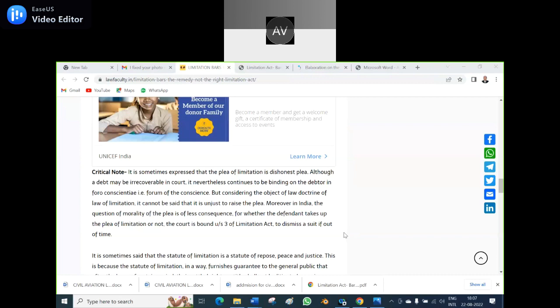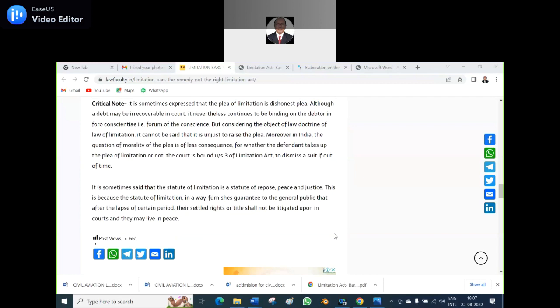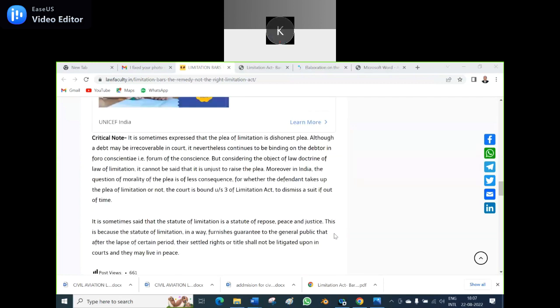Will limitation work in criminal cases? Yes, but not this limitation. You have to go by the CrPC. As per my knowledge, there is no limitation in criminal cases. You have to go by the CrPC. Till one's life, he can be booked.